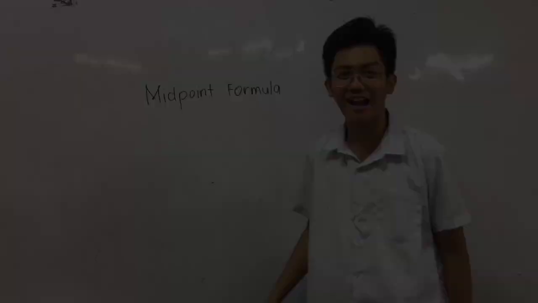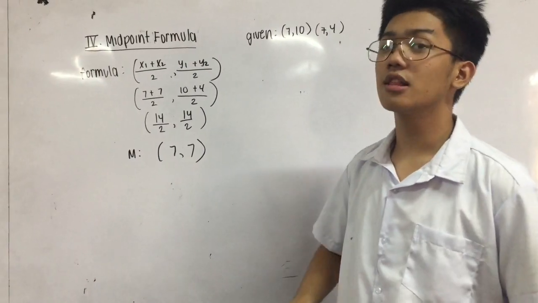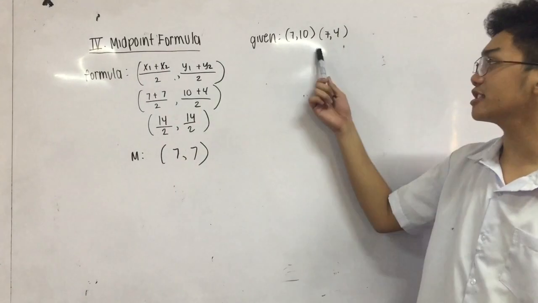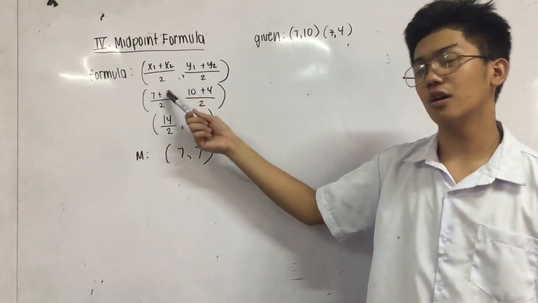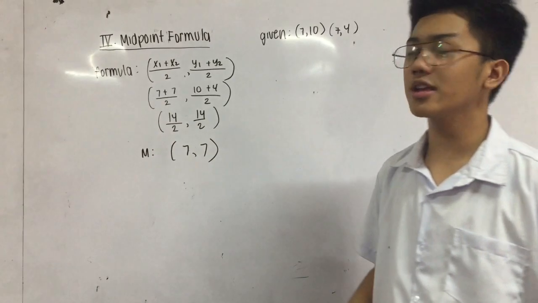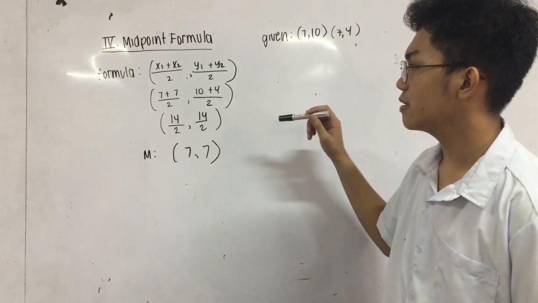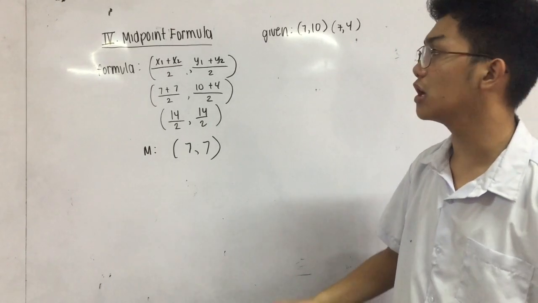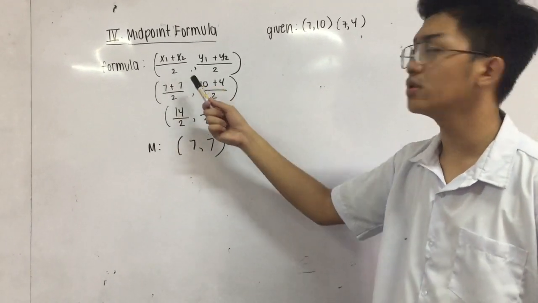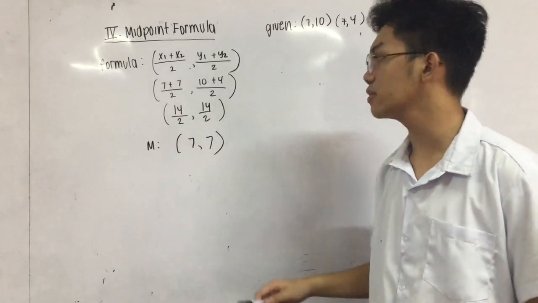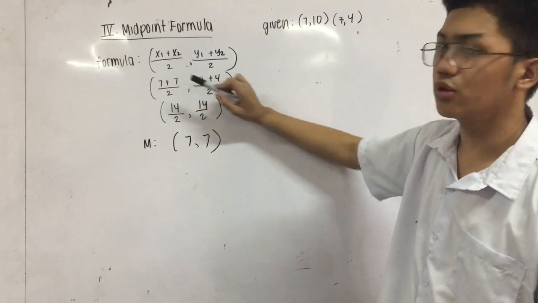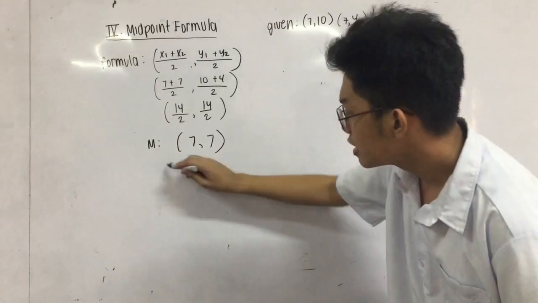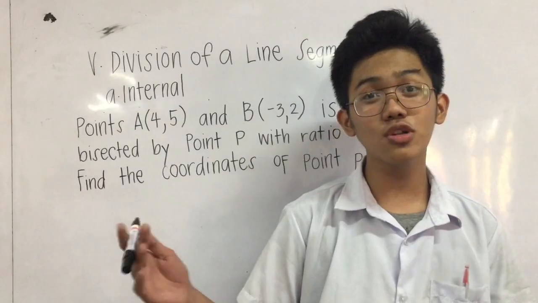Midpoint formula. We will now discuss our fourth lesson, which is the midpoint formula. We will use our given from distance and use it on our formula for midpoint. So our given will be 7 plus 7 over 2, 10 plus 4 over 2. We will follow the formula of x sub 1 plus x sub 2 over 2 and y sub 1 plus y sub 2 over 2. So after we add the numerators, we will divide by the denominator and we will get the answer of 7 and 7.